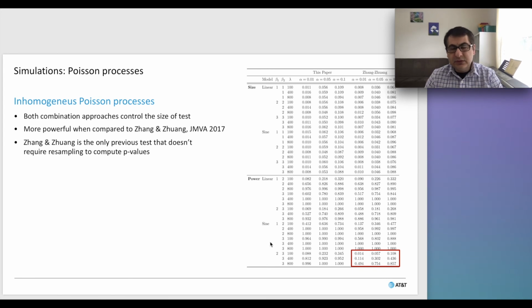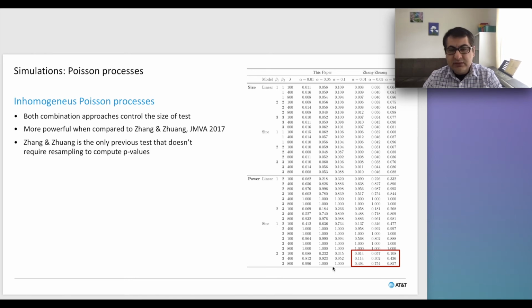So does this really work? What we do here is we start with simulations. We start with inhomogeneous Poisson processes. And on the right, you can see a table with some parameters. Let me just tell you that here, when beta 1 and beta 2 become larger, the pattern becomes more complex. We also change the number of points in the patterns. And if you look at the size, which is the top part of this table, and let's concentrate on the results for our paper, you'll see that the size matches the nominal level very well.